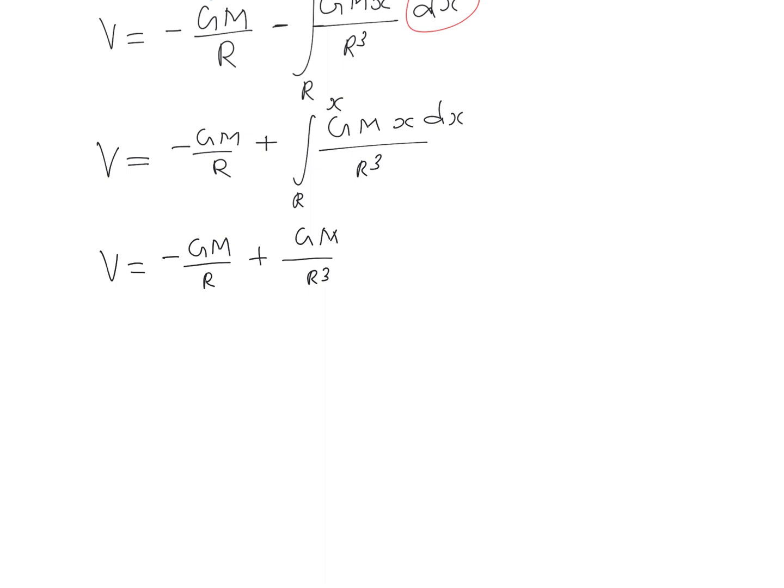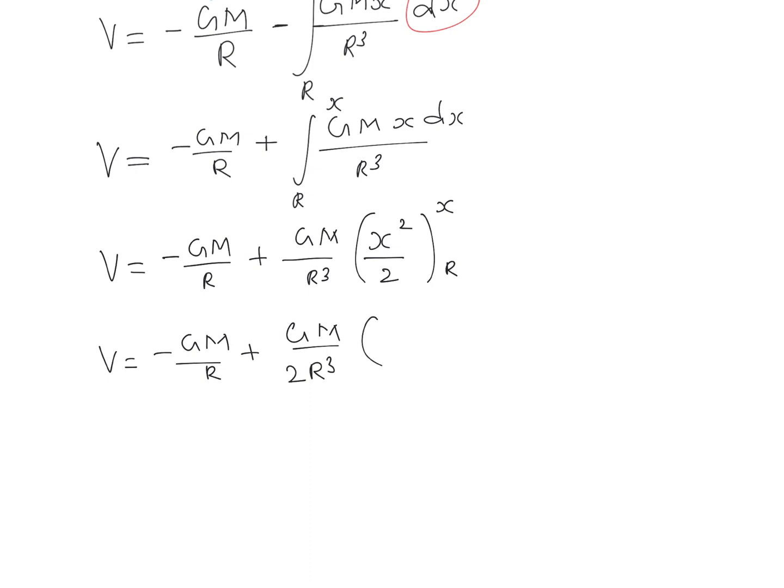Now we need to integrate this x dx. We know that integration of x dx is nothing but x square divided by 2, and the limit is changing from r to x. Now we can put the limit over here, so it is minus of GM divided by r plus, we can write this as GM divided by r cube, or if you want you can take this 2 also outside, and if you are putting the limit it is going to be x square minus r square.